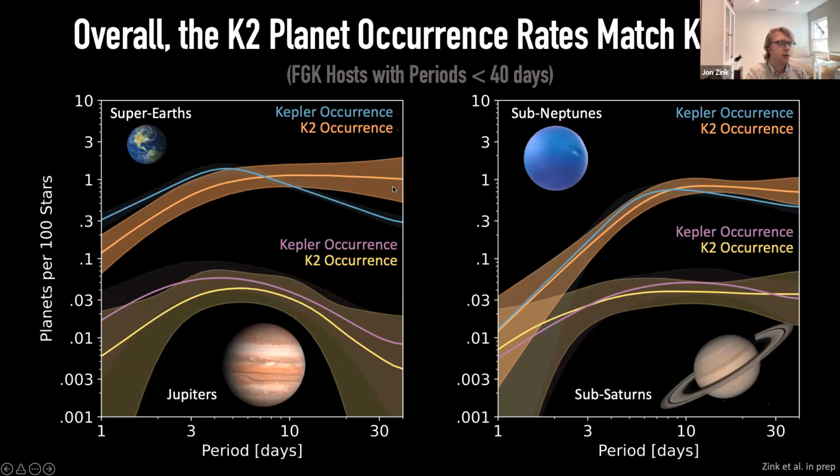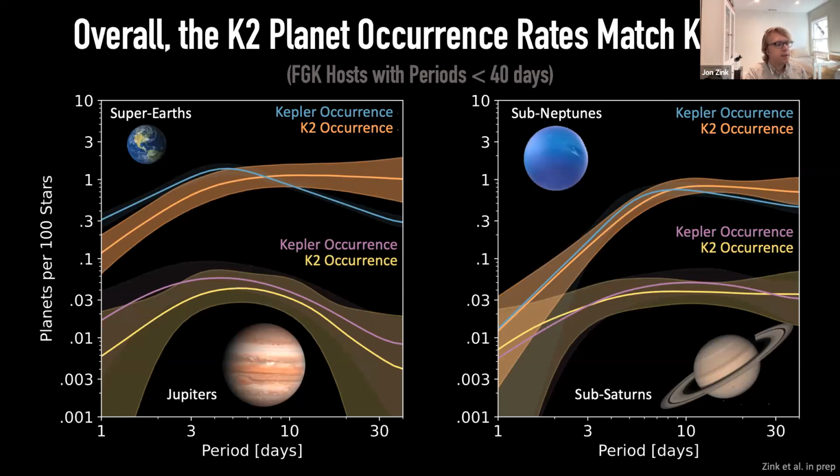This is also a portion of parameter space that's very incomplete for K2. It's hard to find these longer period, smaller planets. So maybe you wouldn't take too much from that. But overall, it seems like most of these trends line up pretty well with K2 and Kepler.